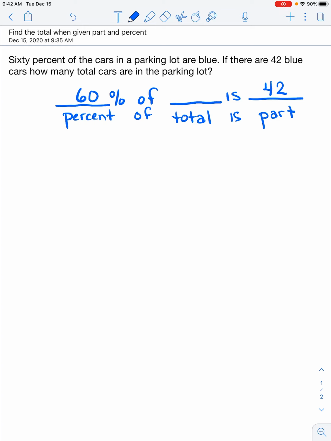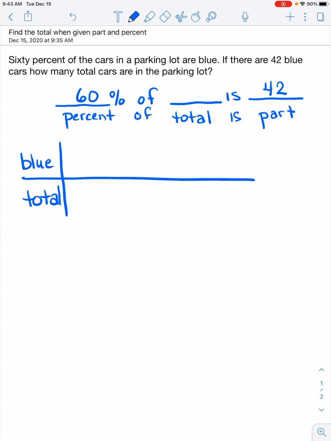So the first way that we're going to do this is with a ratio table. When we do a ratio table, we're comparing the part to the total, and with a word problem we try to have our part be specific. So in this case, we're going to be comparing blue cars to the total.